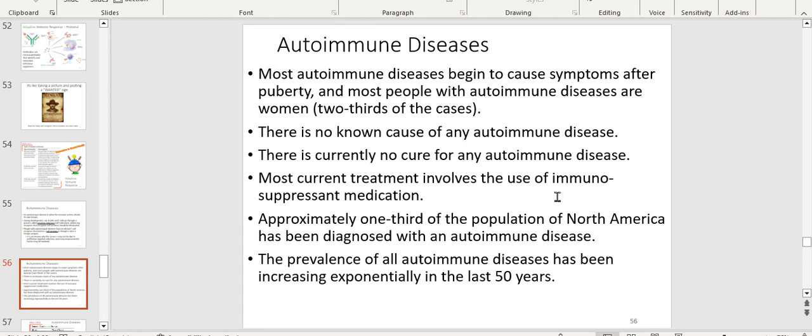Approximately one third of the population in North America has been diagnosed with an autoimmune disease. The prevalence of these diseases has been increasing exponentially. So, what is happening? Is our environment changing, or are we changing, or are both changing?